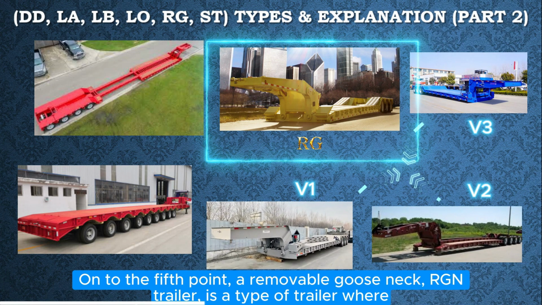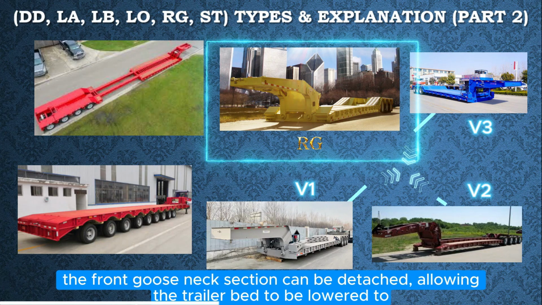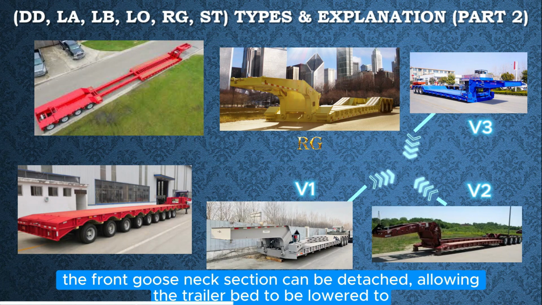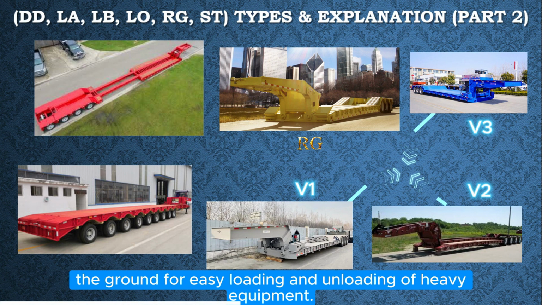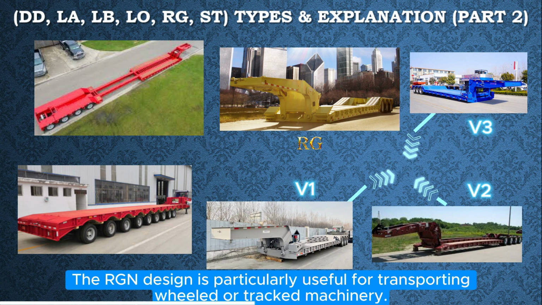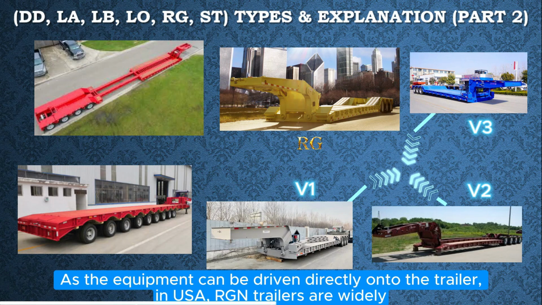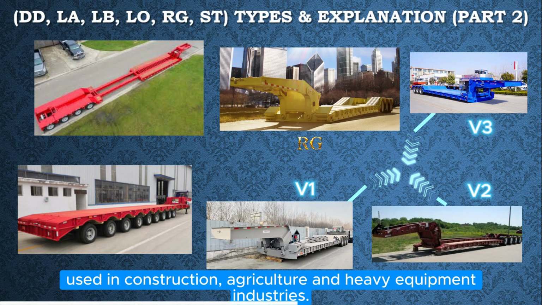A removable gooseneck RGN trailer is a type of trailer where the front gooseneck section can be detached, allowing the trailer bed to be lowered to the ground for easy loading and unloading of heavy equipment. The RGN design is particularly useful for transporting wheeled or tracked machinery, as the equipment can be driven directly onto the trailer. In USA, RGN trailers are widely used in construction, agriculture, and heavy equipment industries.